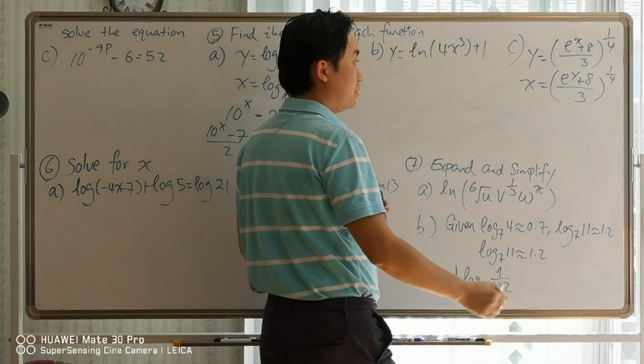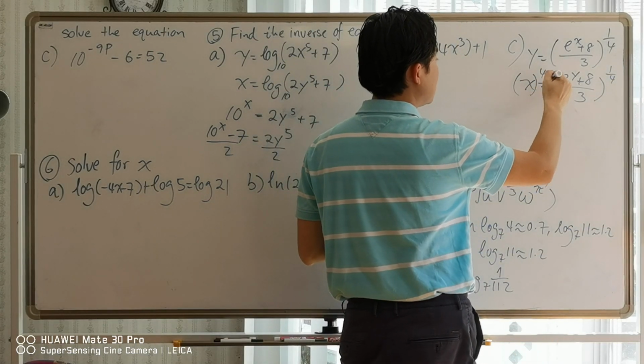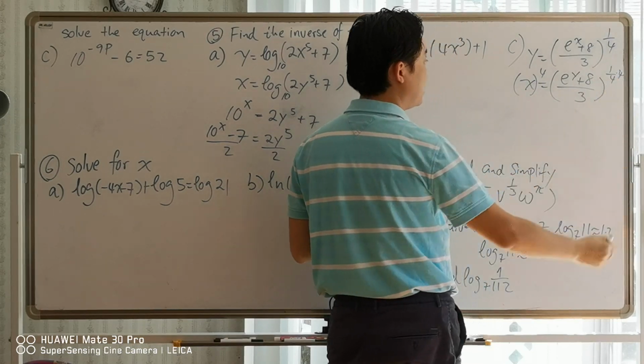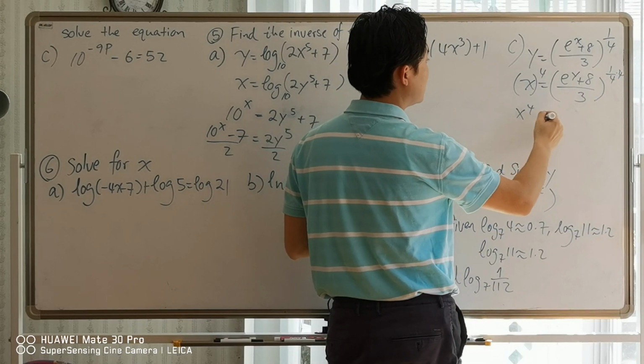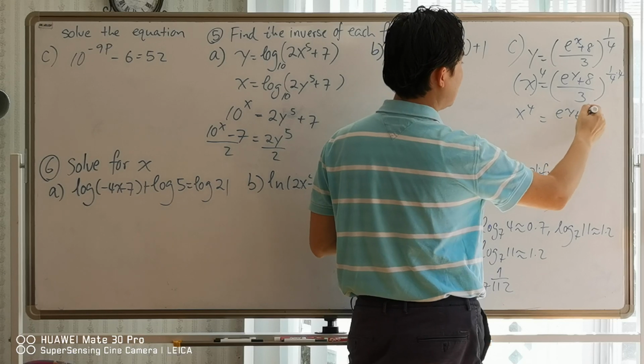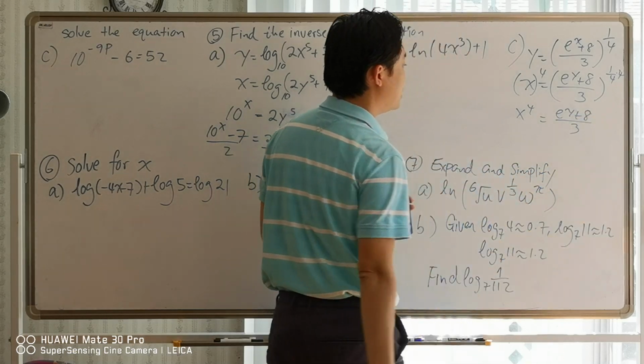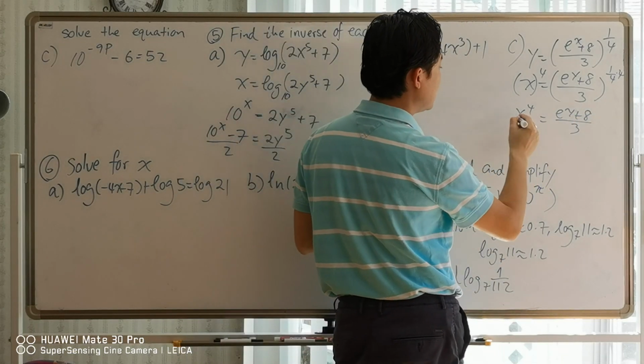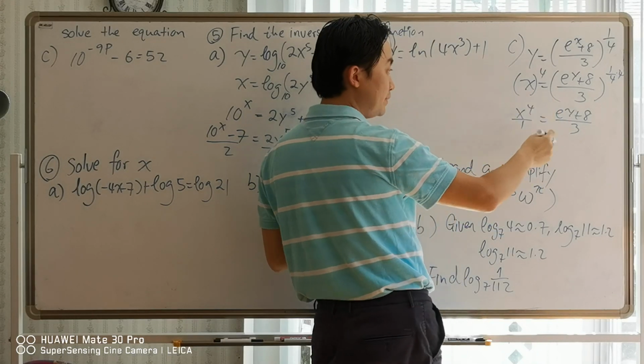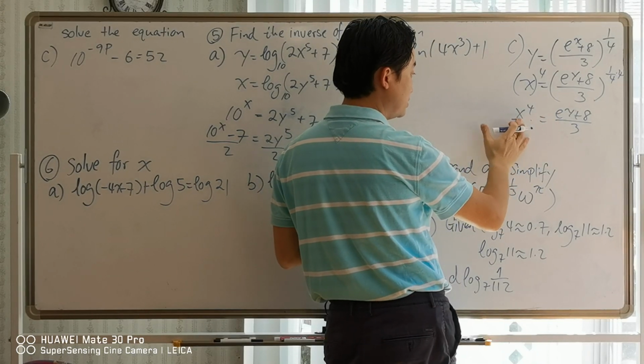In order to get rid of the power, again, raise it up to its reciprocal, multiply by 4 into the power. So we do have x to the power of 4, so that equals e to the power of y plus 8, all over 3. And now for those who might be wondering, what can we do after this? Either you can cross multiply, or you can simply multiply by 3 on both sides.